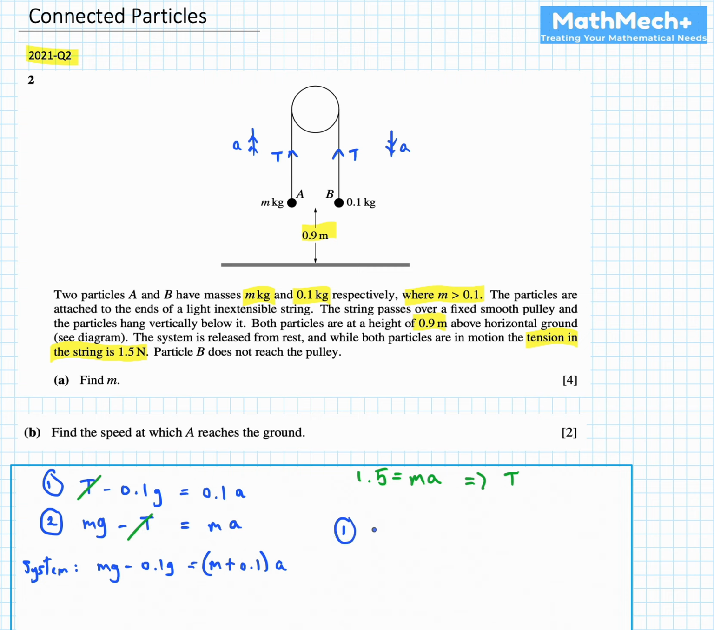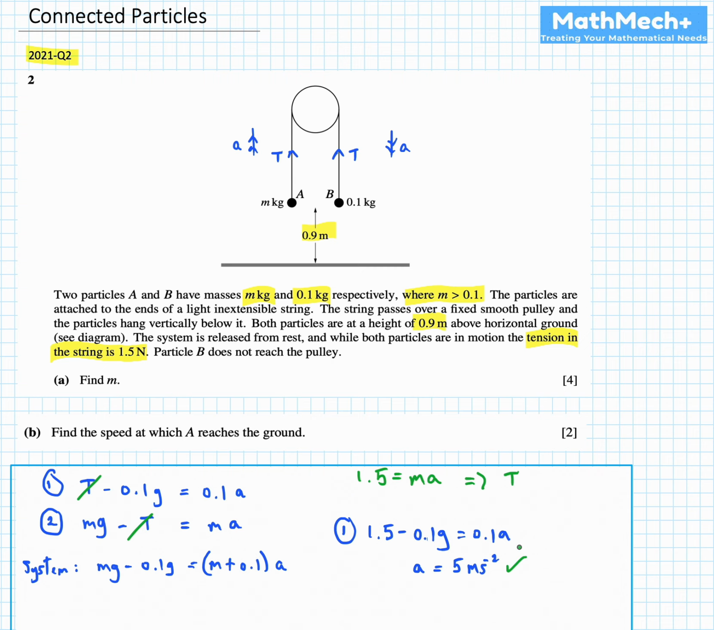So we'll put in my first equation, T minus 0.1 g. Of course, you could have switched 0.1 g to 1 by now, but I just leave it there for visual purposes. 1.5 minus 0.1 g is equal to 0.1 times a. And from there we can find a nice whole number of 5 meters per second squared.